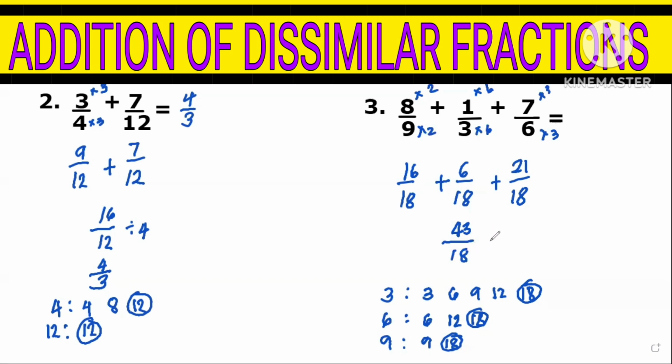So can we still reduce this to lowest term? I don't think so because 43 and 18 do not have a common factor. So final answer is 43 over 18. Now, some teachers want this to transform to a mixed fraction, no? For me, hindi na yung kailangan as long as your fraction is in lowest term.